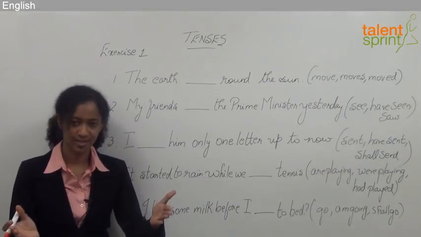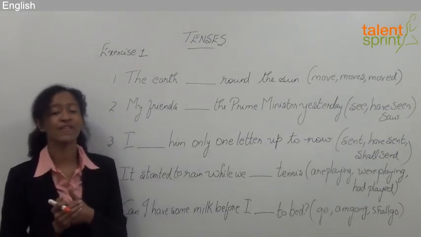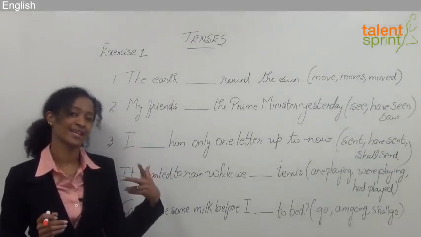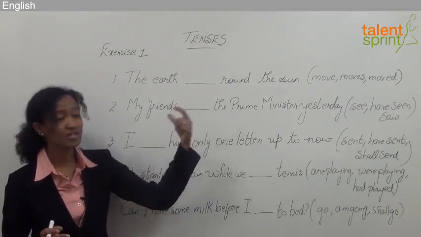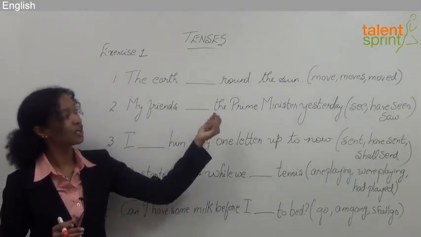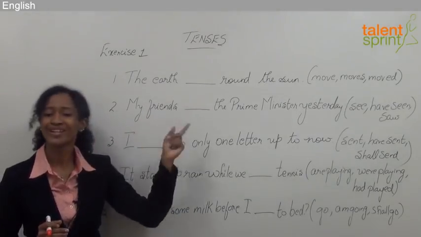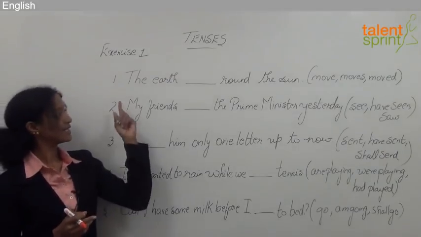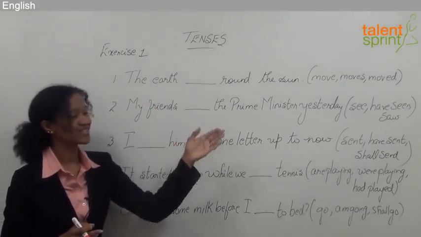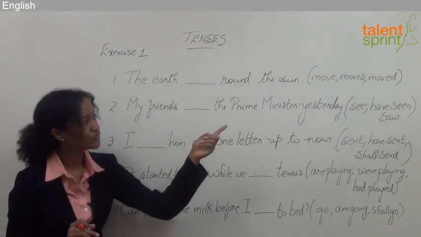In all 3 tenses, our main tenses, present tense, past tense, and future tense, we saw that in the first, second, and third person. Now we're going to identify the right choice from the options given in brackets to make sure that fits appropriately in the context. Okay, so let's look at the first one. The earth dash round the sun. Okay, so I have move, moves, and moved.